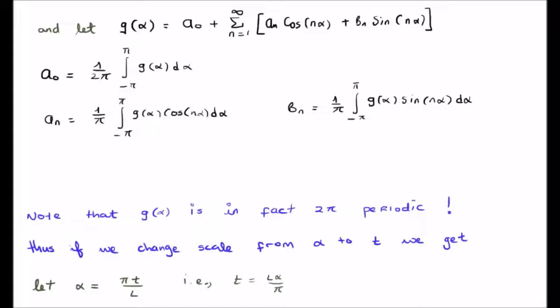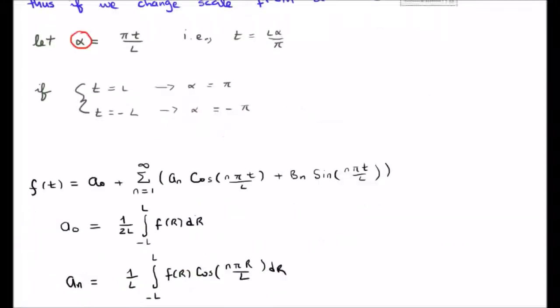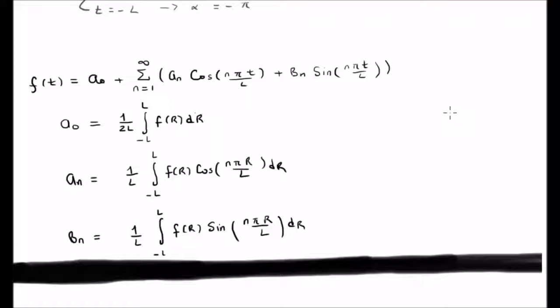The next thing we're going to do is a change of scale, and this really amounts to a sleight of hand. And if you wonder how this in fact works, I'm sure if you just sit back and absorb it, you'll see that this is a clever way of doing this change of scale and going from 2π to 2L periodic functions. Let's say that our alpha is equal to pi times t over L. In other words, t is L times alpha over pi. Let's substitute that into our function g of alpha. And plugging in thereafter, we get our new Fourier series for our 2L periodic function.